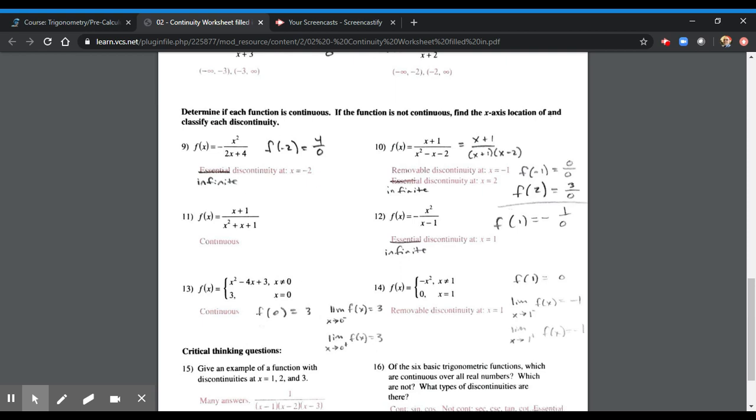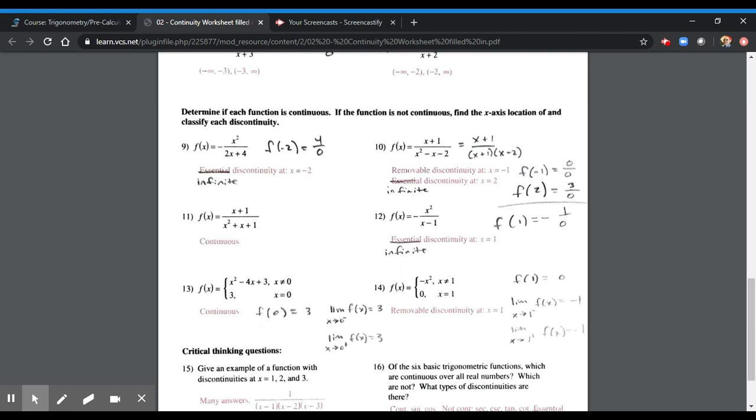Number 10, f of x equals x plus 1 over x squared minus x minus 2. Well, we could factor that. And if I look at that, f of negative 1 would be 0 over 0. So that would be, they use a removable discontinuity there. And f of 2 is equal to 3 over 0. So that would be an infinite discontinuity at x equals 2.